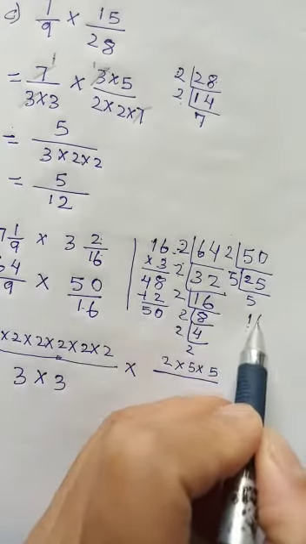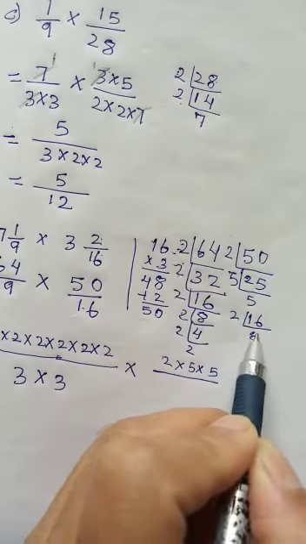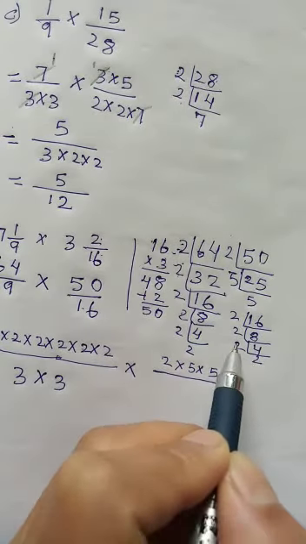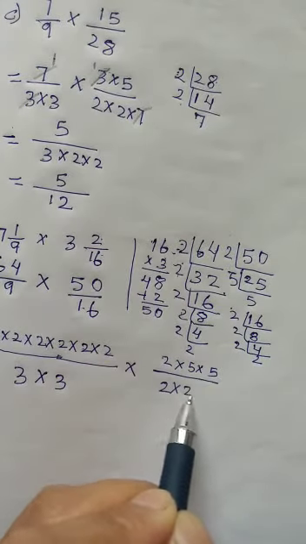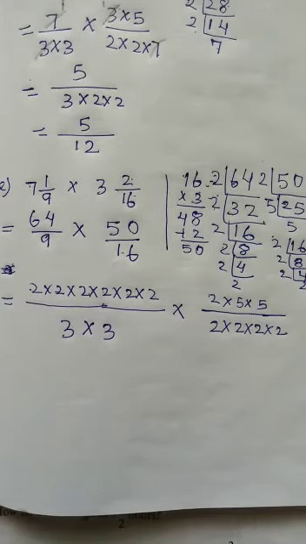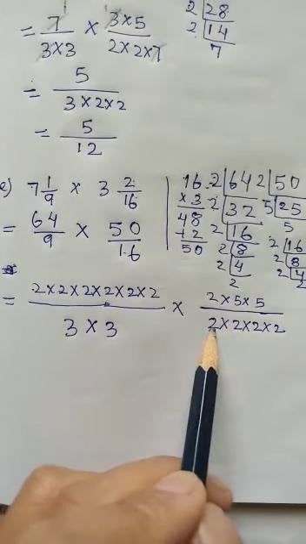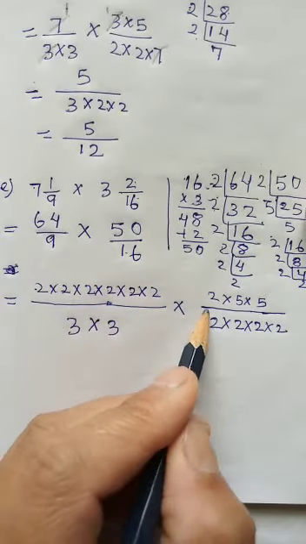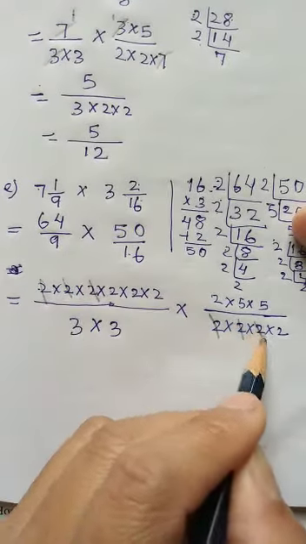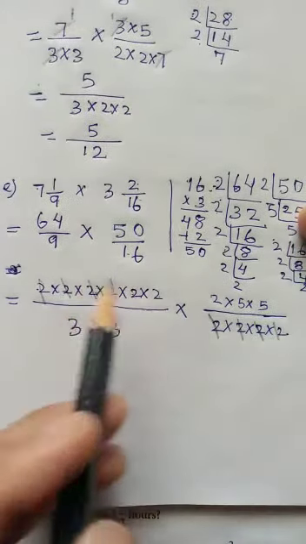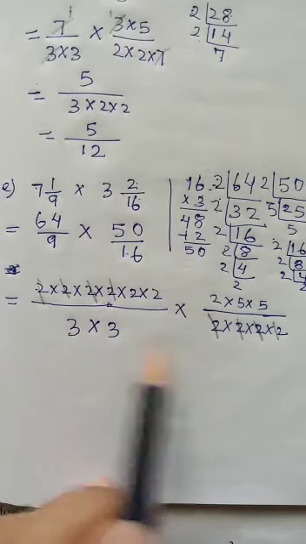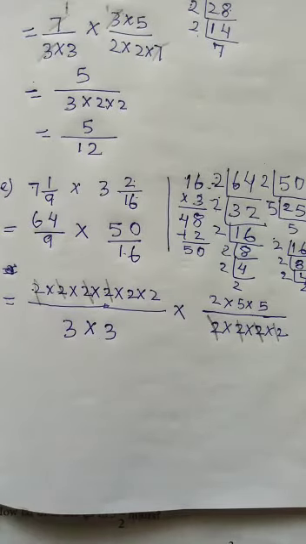Then 16, we have it in table 2. 2 into what 16? 2 into 8, 2 into 4, 2 into 2. How many 2s? 1, 2, 3, 4. So now let us see what numbers we have the same up and down. Okay. Here we have how many 2s? 1, 2, 3, 4. There also we have, no? So we can cancel equal numbers. Okay. 1, 1, 1, 1. Here we have 4. There also 4. So, though we have 3 more, no more 2 down, we cannot cancel. Okay. So, now what remains?